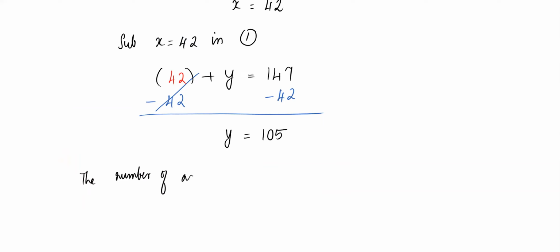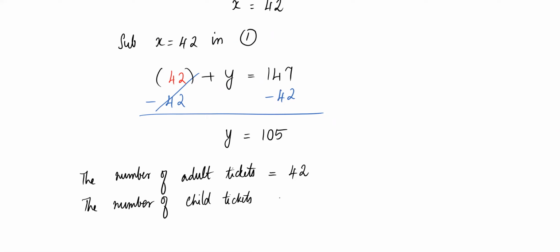The number of adult tickets is, there was no x or y given in the original problem. We used x and y, so simply say 42, or you could say adult tickets is 42. Then the number of child tickets is 105. Okay, and you do have to perform the check. It's a word problem, so check has to make sense, right?